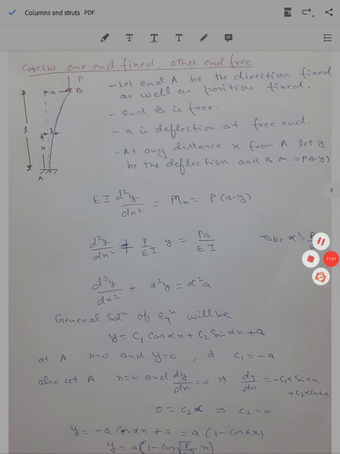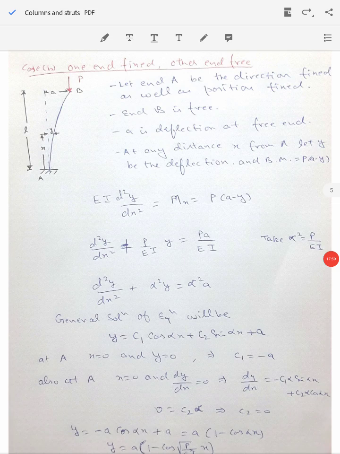Now let's look at the second case. This is the case where one end is fixed and the other end is free. So in this case, let end A be fixed in direction as well as position, and end B be the free end. You see here, this is like a cantilever which is straight and upright. So one end is fixed and the other end B is free, and we are applying the load axially here.